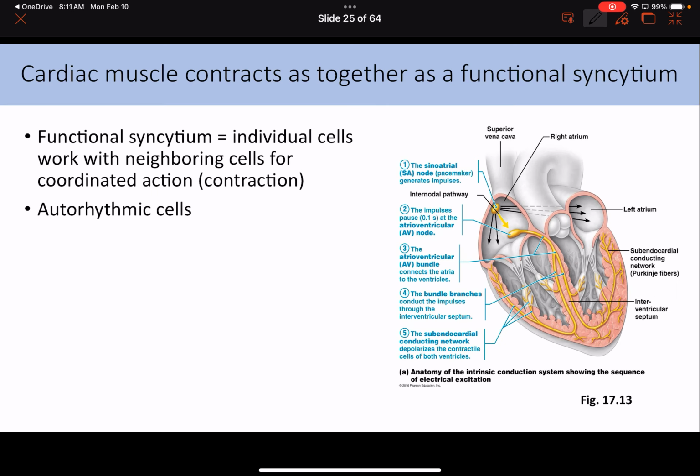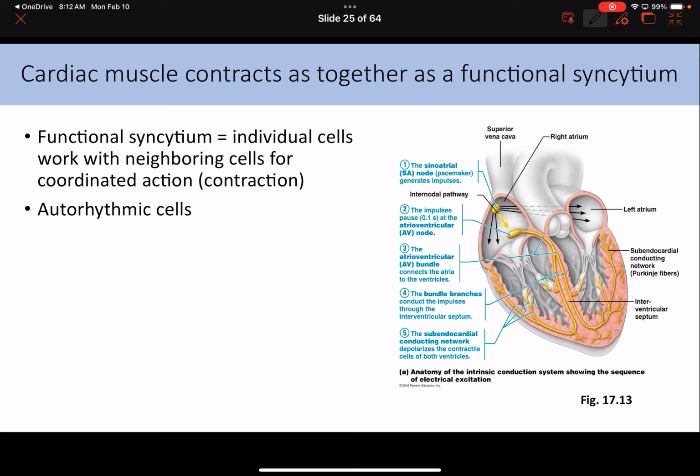Cardiac muscle cells are completely different. The heart is what we call a functional syncytium, which means that individual cells work with neighboring cells for a coordinated action or contraction. So they all are working together. Versus skeletal muscle, they're all working separately from each other. They may all work at the same time so that you can lift something heavier, but they're all working individually. The heart works together as a whole.